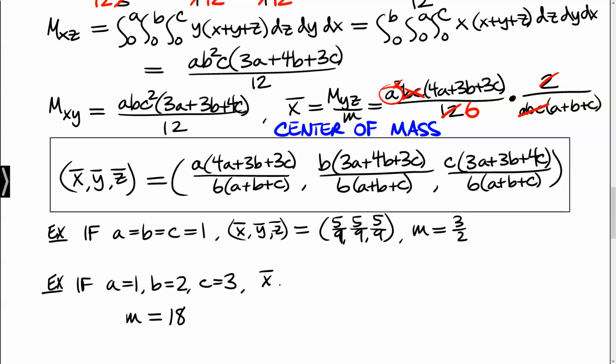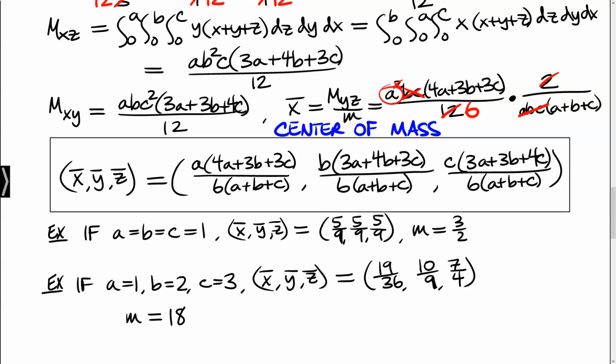And X bar, Y bar, Z bar. I'll leave this calculation to you to verify, but you should get 19 over 36, 10 over 9, and 7 over 4. Okay. So that just gives you an idea with a couple of simple examples for specific values of A, B, and C. But we did it for any A, B, and C, so you can use whatever A, B, and C you want here.